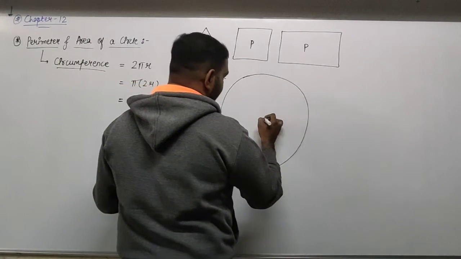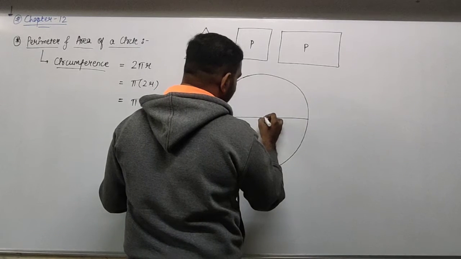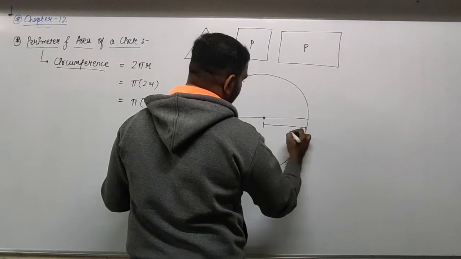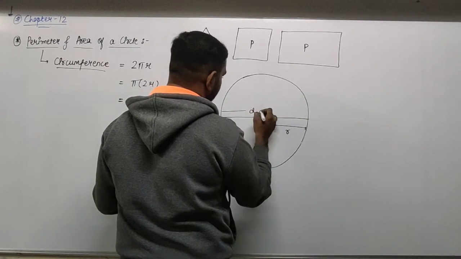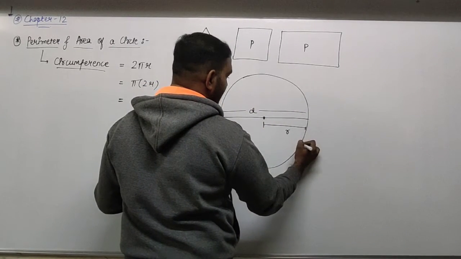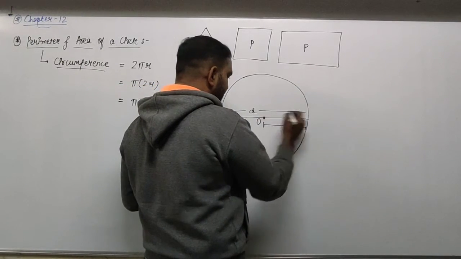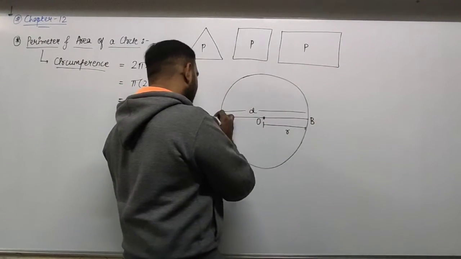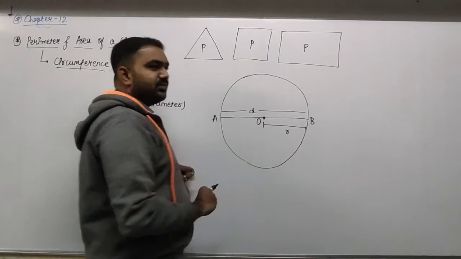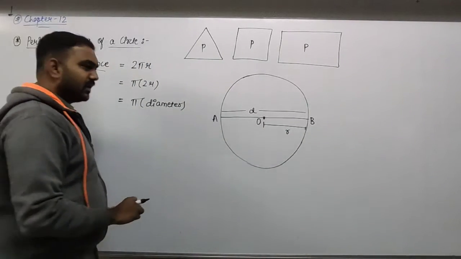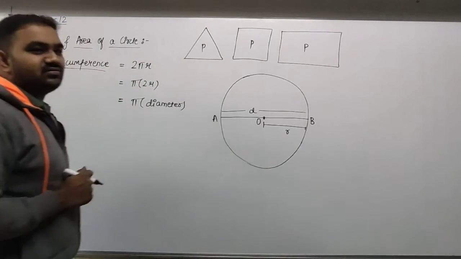A circle has a diameter, which is nothing but twice the radius. So this much part from the center to this point B, that is the radius. The portion from center O to B, or from O to A, is called the radius, right? And the total distance from A to B is known as the diameter.